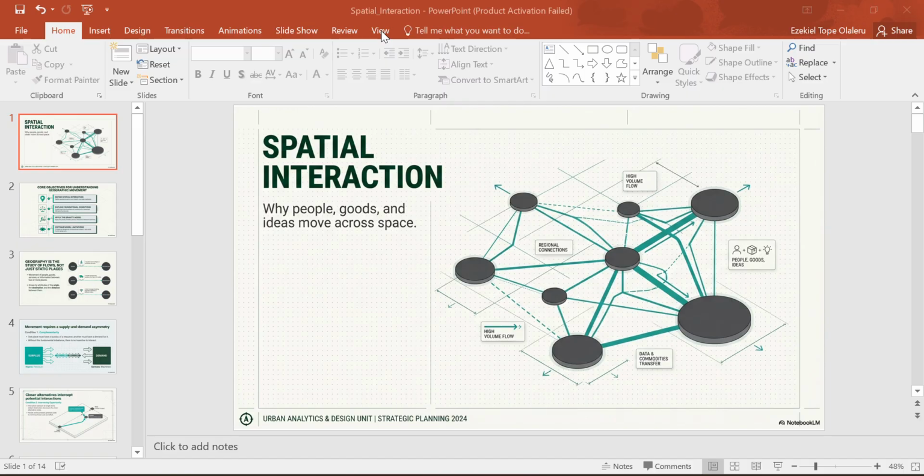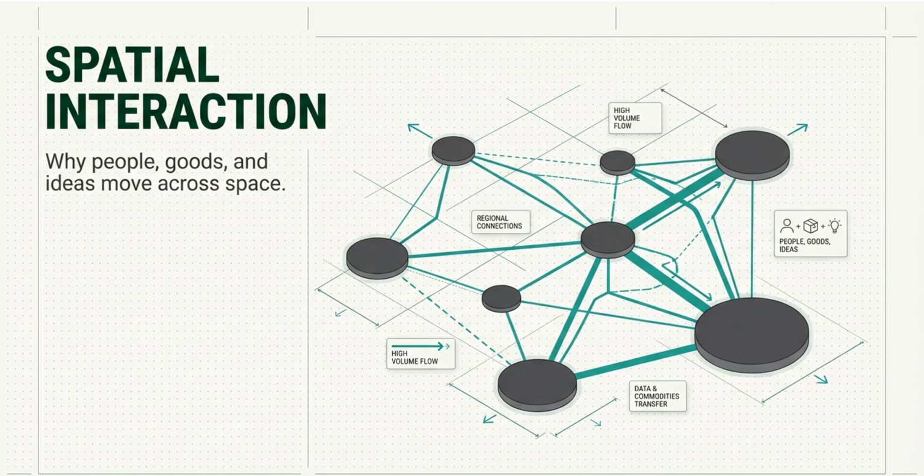My name is Ezekiel. I want us to look at a very important concept in geography and in urban planning also, and the concept is spatial interaction. Spatial interaction, as postulated by Ullman, is a concept that talks about why people, goods, and ideas move across space.